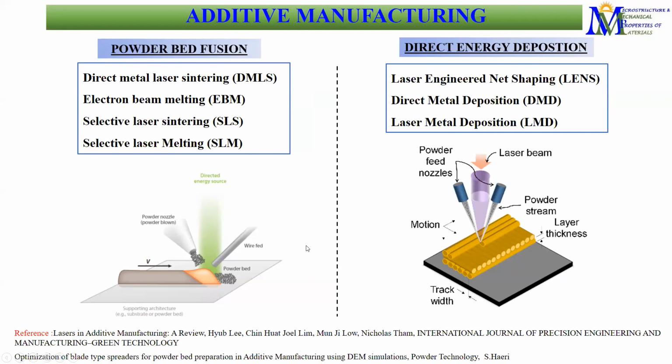To elaborate on this a little bit more, I am going to show you two simple videos of these two techniques, one from each, which are mostly used. One is direct metal laser sintering, popularly known as DMLS, and one is from direct energy deposition. I have chosen laser engineered net shaping, popularly known as LENS. So let's just have a look at how the powder bed process works. This is the DMLS technique.